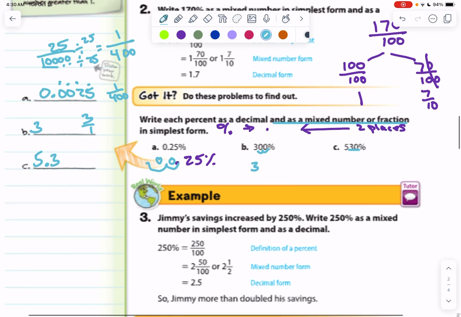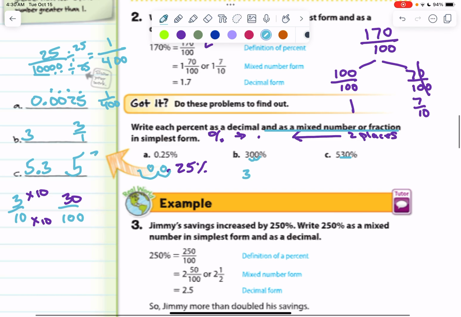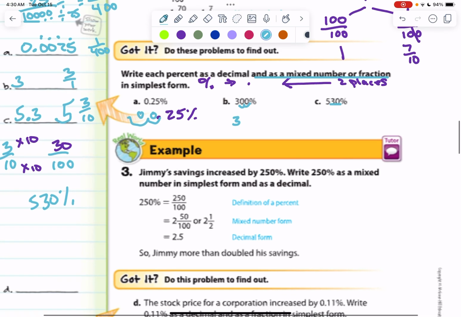All right. Ooh, this one is going to be a whole number, 5. So we really only need to think about 3/10ths. And we'll convert that to 100ths for the sake of writing it as a fraction. Excuse me. So we multiplied this by 10. So let's multiply our numerator by 10. That would be 30. So this is 5 and, why did we even need to do that? We'll just put 3/10ths. Well, anyway, 530%, right? All right, let's move on.